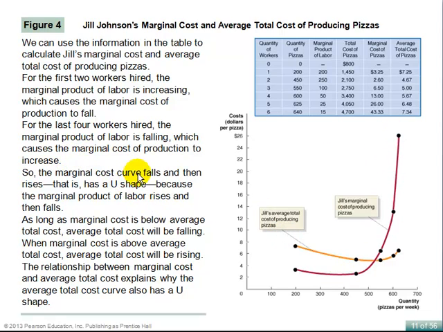So the marginal cost curve falls and then rises, that is, has a U shape, because the marginal product of labor rises and then falls due to the law of diminishing returns. As long as the marginal cost is below average total cost, average total cost will be falling. When the marginal cost is above average total cost, it will be rising. The relationship between the marginal cost and the average total cost explains why the average total cost curve also has a U shape.